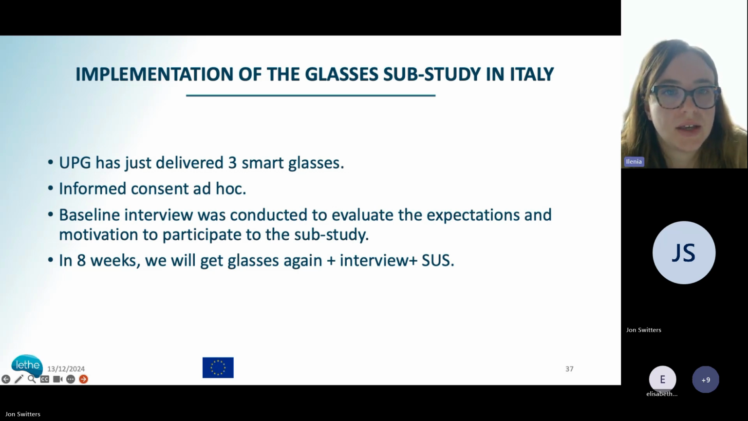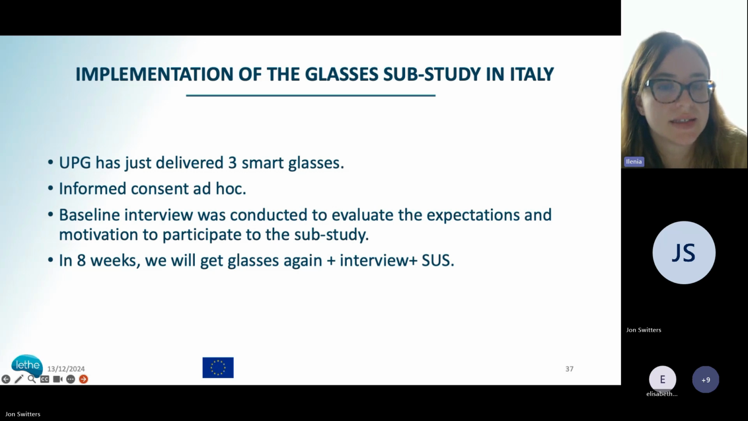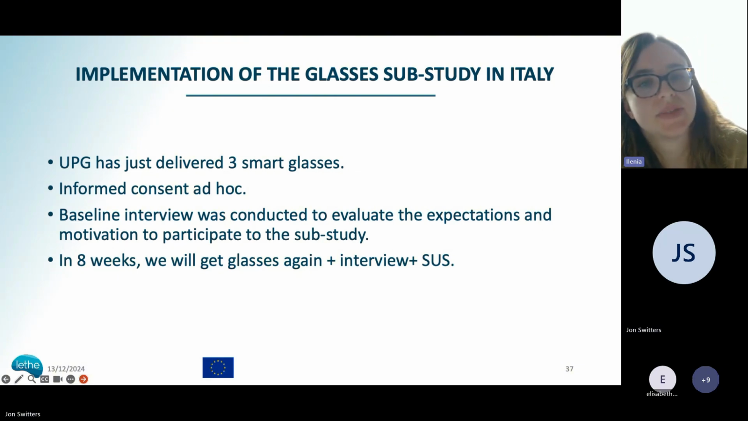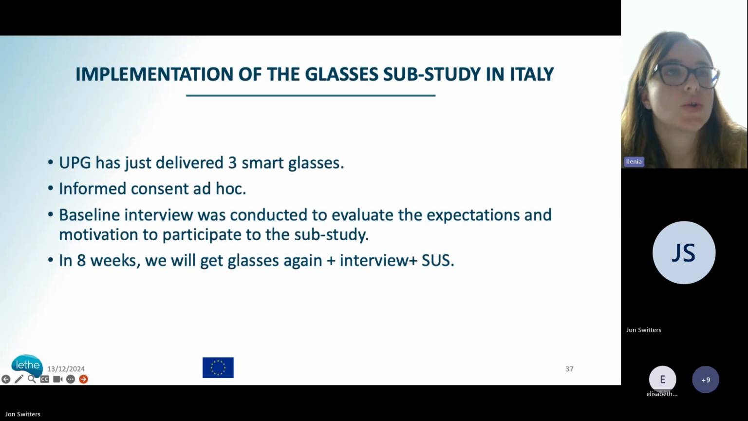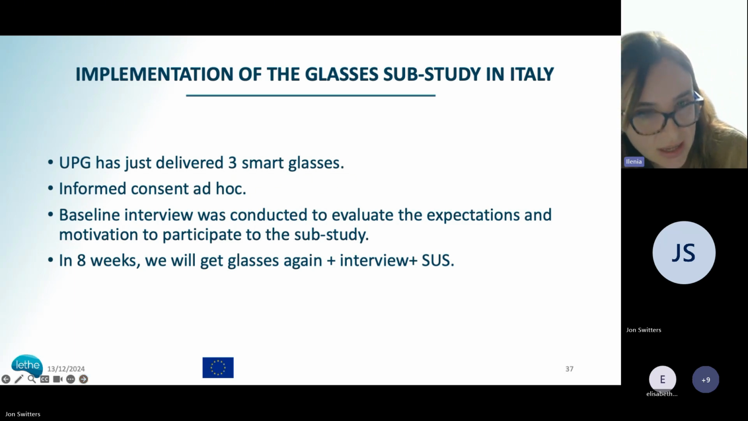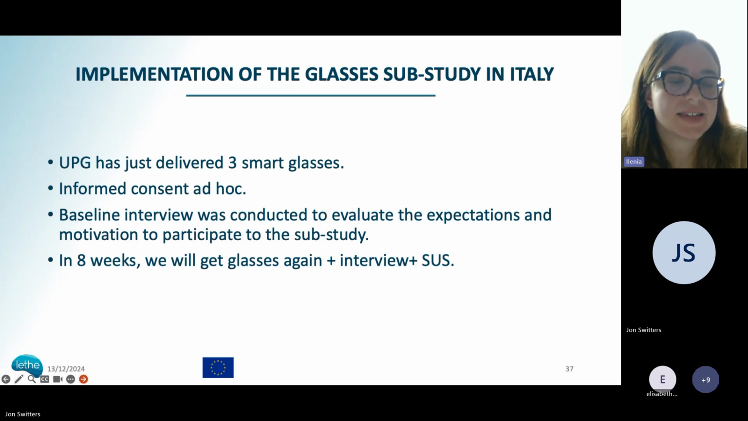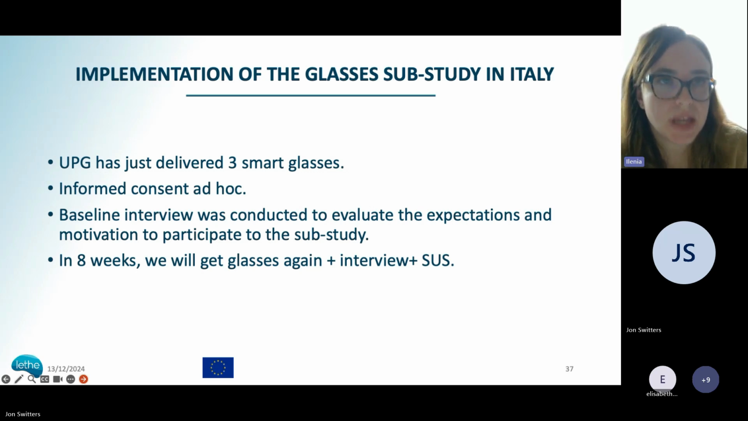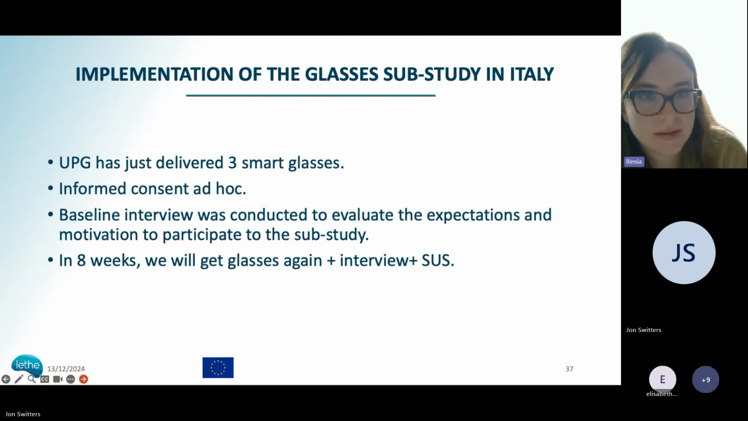At the moment, at the University of Perugia in Italy, we have just delivered 3 smart glasses. People agreed to participate in the sub-studies with an ad hoc informed consent. A baseline interview was conducted to evaluate the motivation and expectations of participants. In 8 weeks, we will collect the glasses again, evaluate the experience of participants with the smart glasses through an ending interview, and administer the System Usability Scale. Next. Okay.